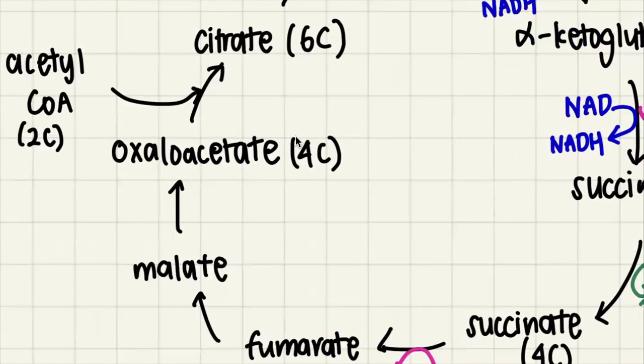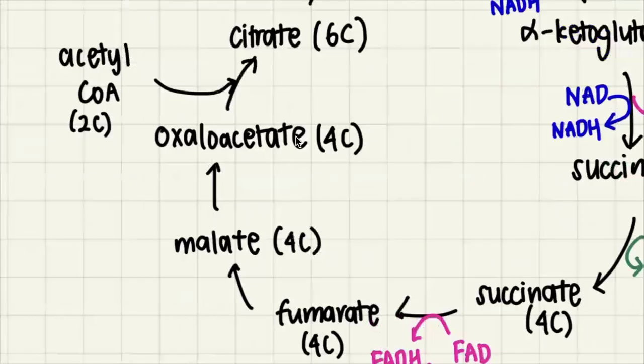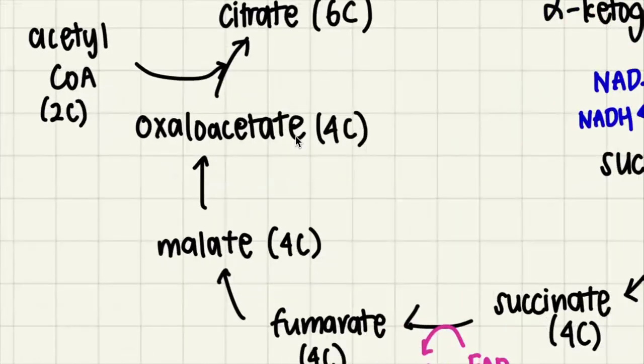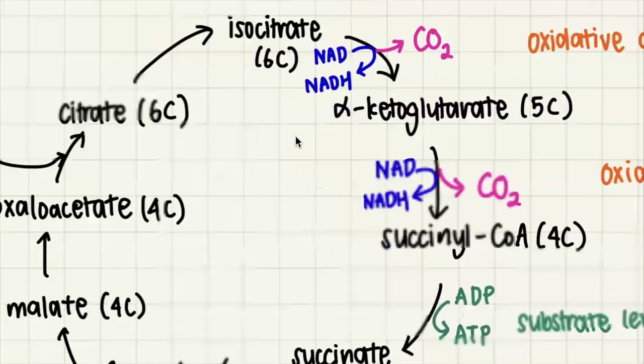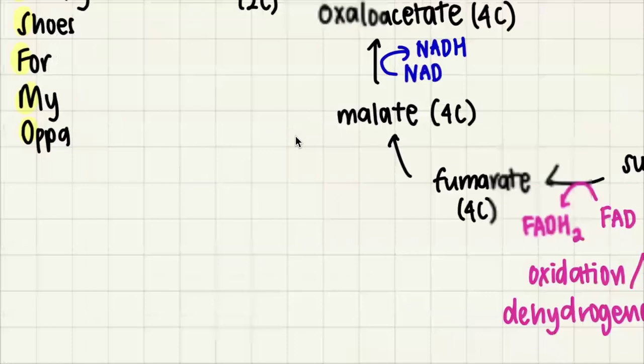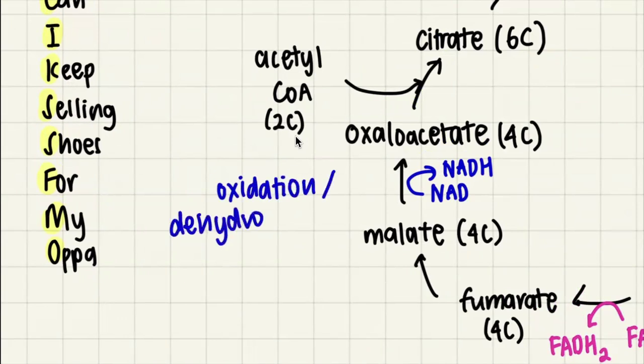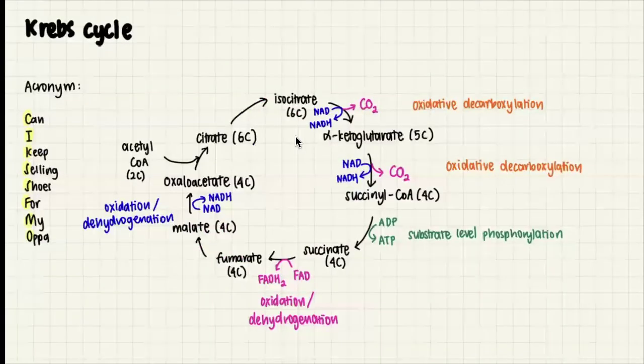Then between malate and oxaloacetate, malate is also a 4-carbon compound. Between malate and oxaloacetate, we have another oxidation reaction, in which NAD is being reduced to NADH. So over here we have another oxidation reaction, or dehydrogenation. And you have your whole Krebs cycle.